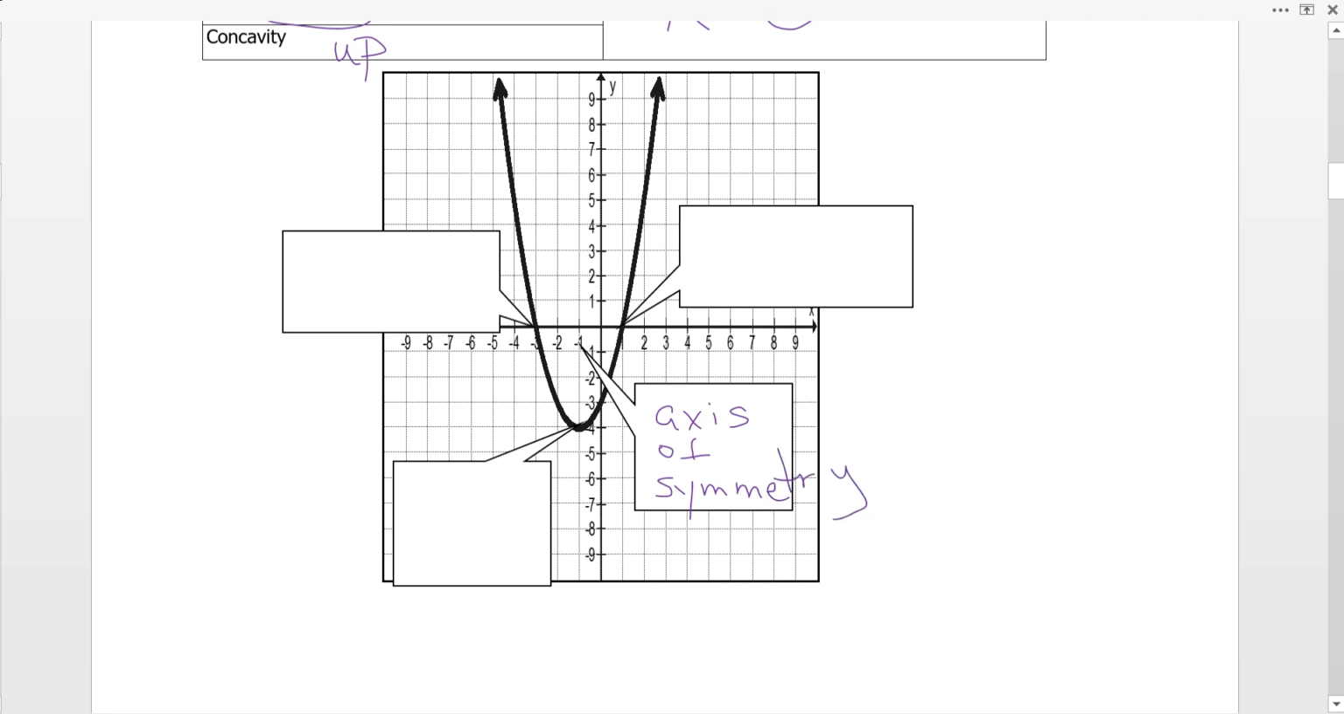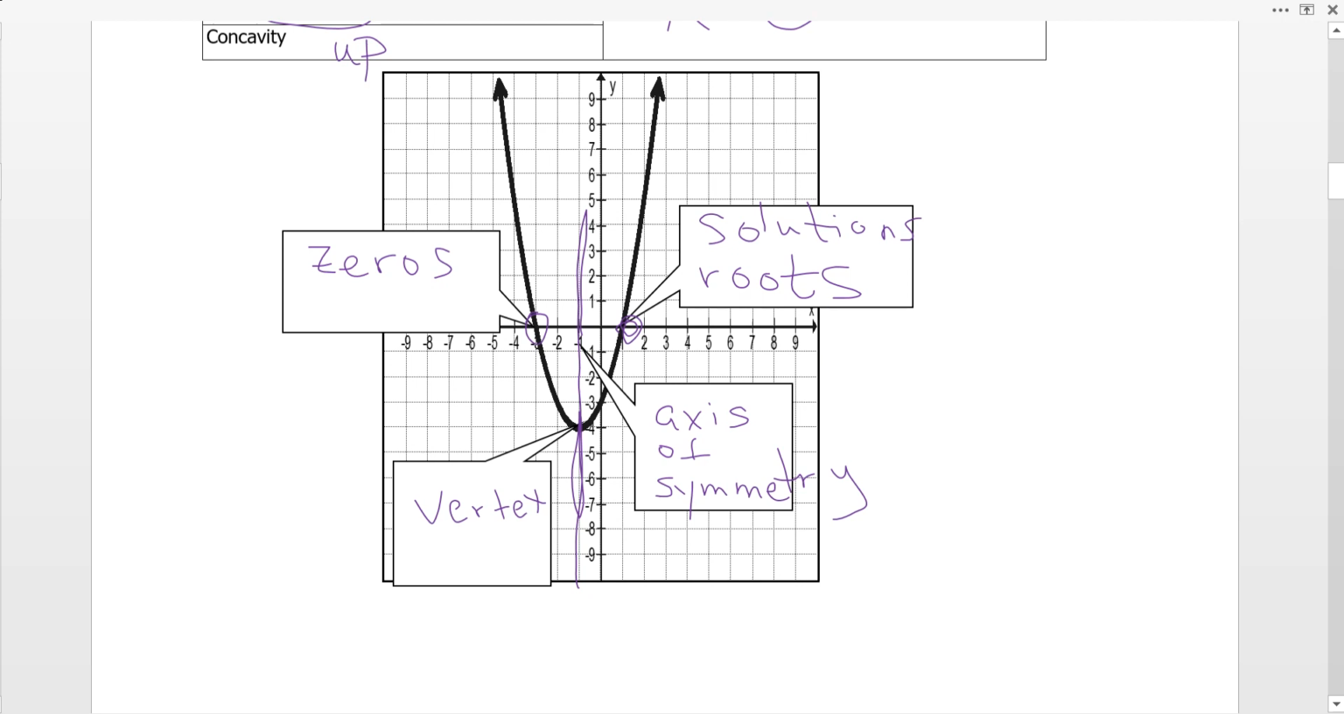And I know that because it goes through my vertex, which means this is my vertex. The axis of symmetry goes through the vertex. And these places right here where it crosses the x-axis are our solutions. We also call them roots. We also call them zeros because y is 0.